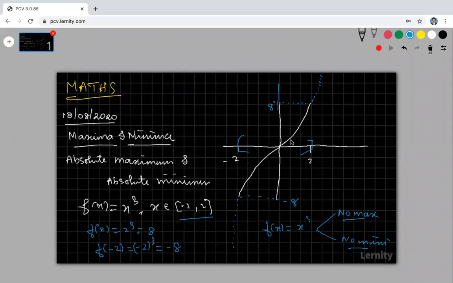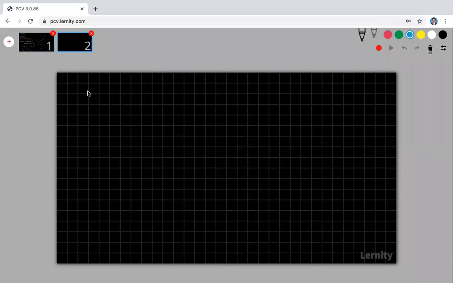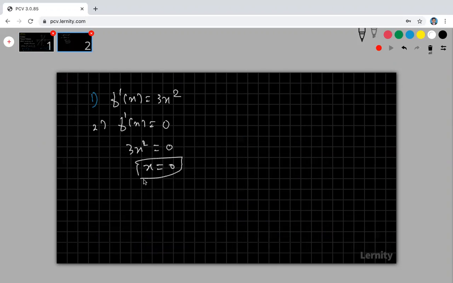What is that procedure? First of all, find your f dash of x. My f dash of x is equal to 3x square. Take the second step, f dash of x is equal to 0. Therefore 3x square is equal to 0, then x is equal to 0. My x is equal to 0 is the critical point.